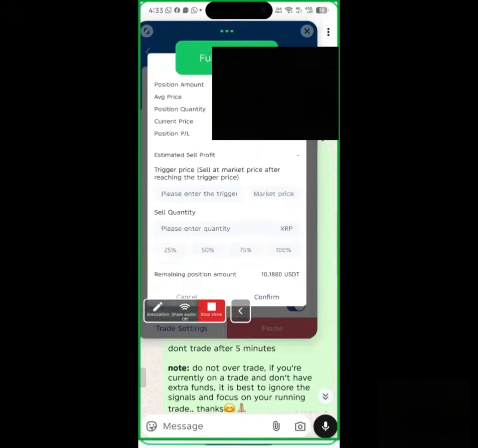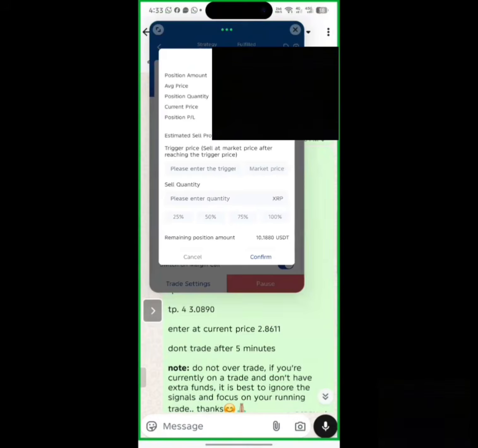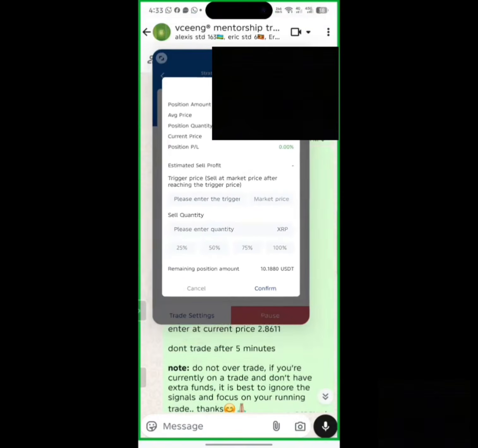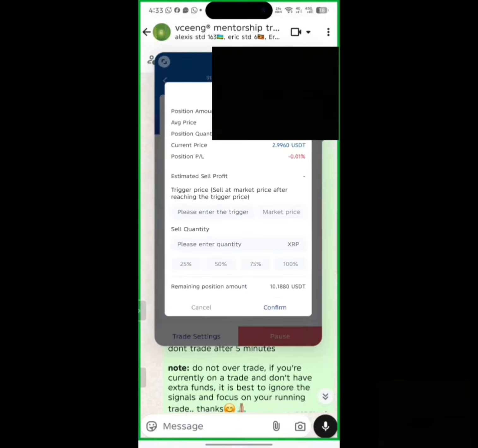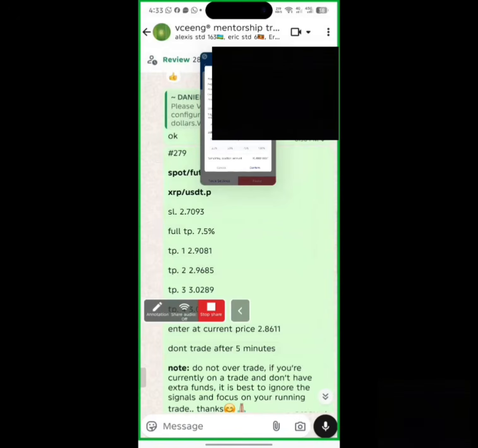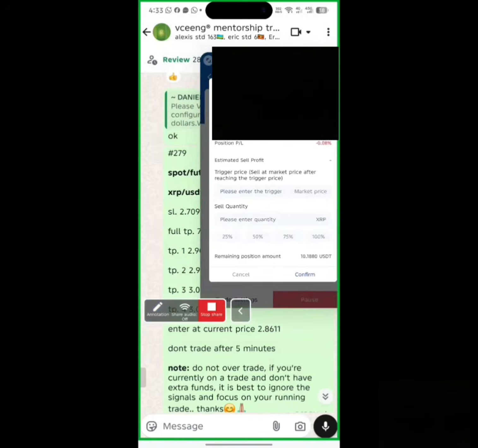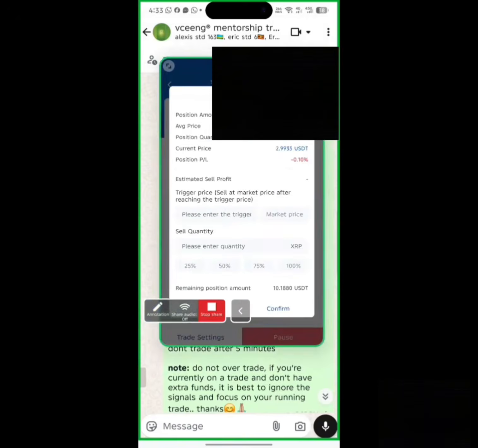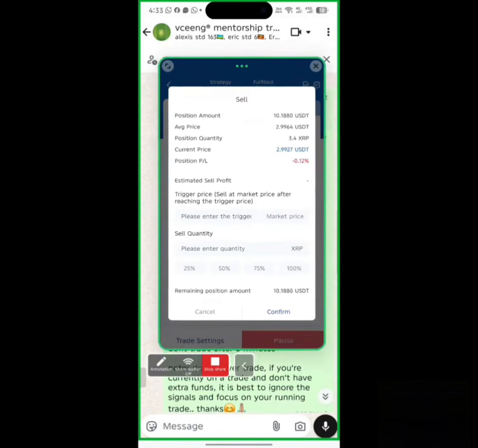And after clicking on close, the next thing is to enter the stop loss amount. This is the stop loss again, 2.7093. 0.0093 is the stop loss amount.